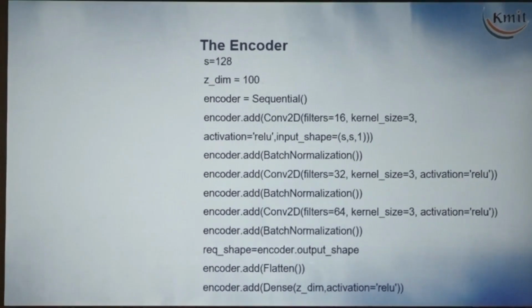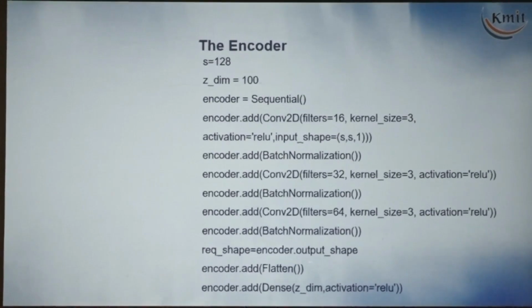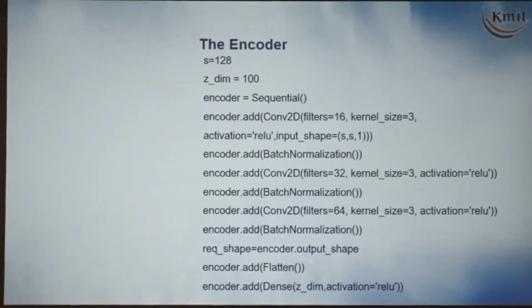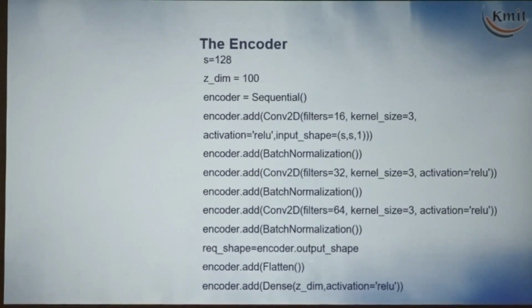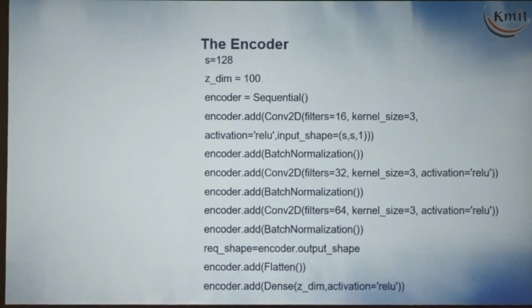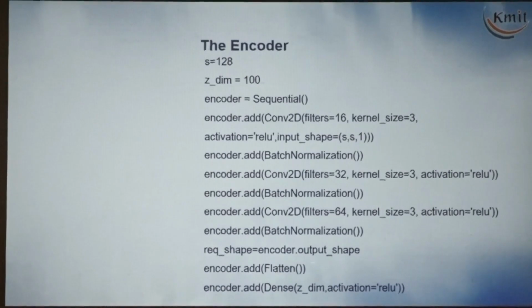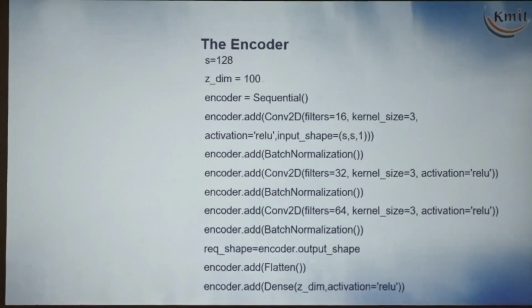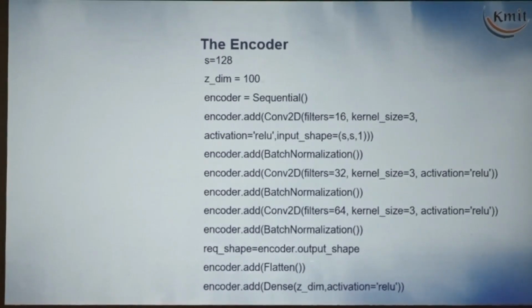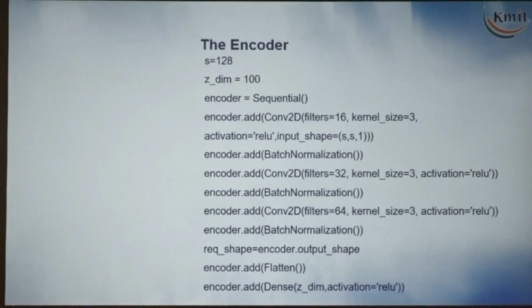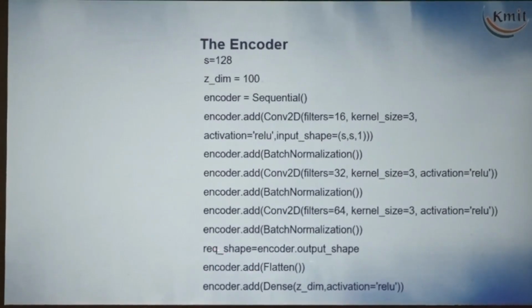You are flattening, and again you are going with the dense, and on the other side you have to regenerate the same image. So again you have to reconstruct, meaning that you have to reshape. If you follow strictly the rule that you have to come to 1 by 1 pixel, then you need not worry. Otherwise you have to remember what the shape was before flattening.